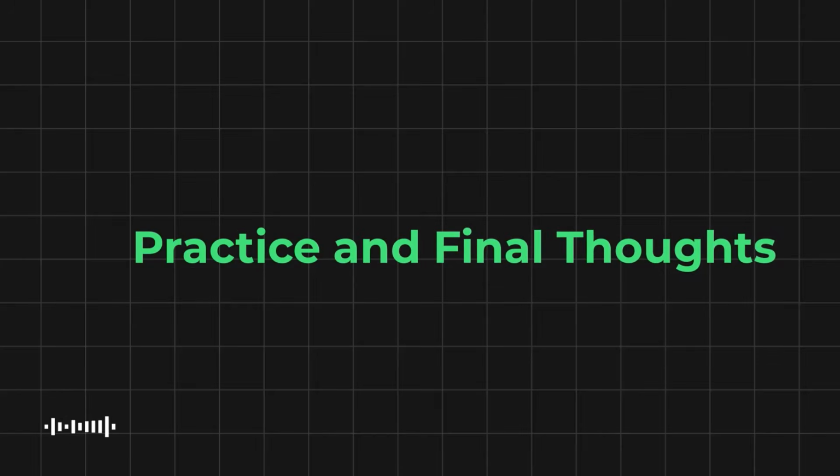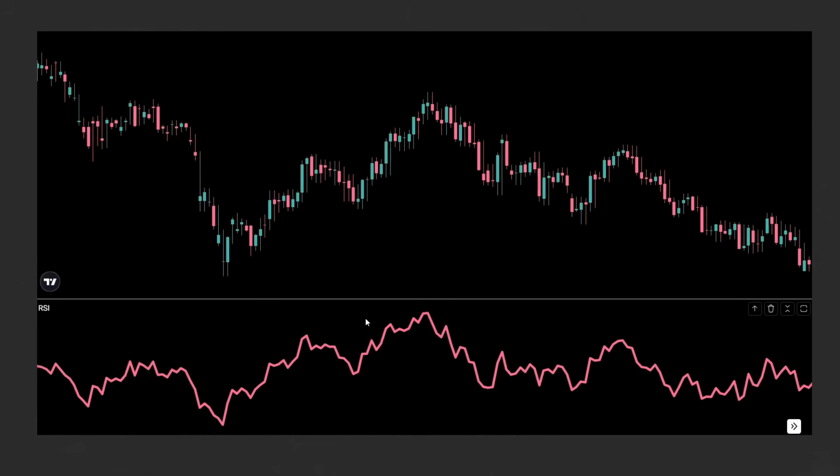Practice and final thoughts. The best way to really understand this strategy is simple. Practice it directly on real charts. Open any chart and add the RSI indicator. Then start looking for small trends forming inside the RSI. Try drawing simple trend lines that connect the highs or the lows of the RSI.